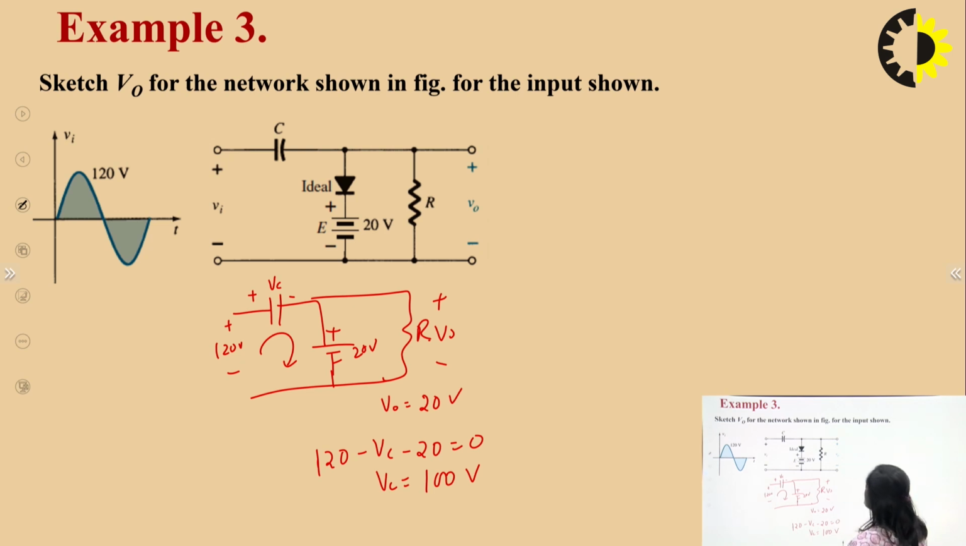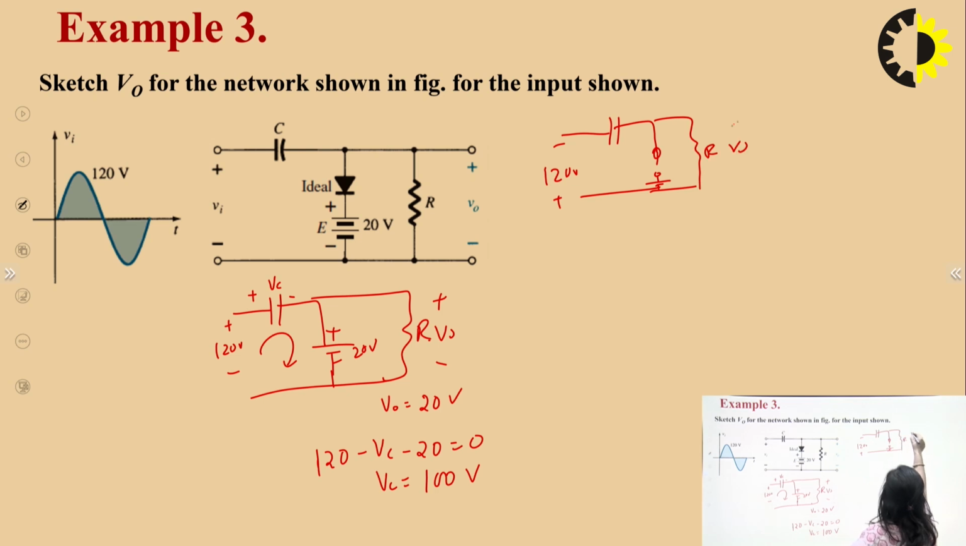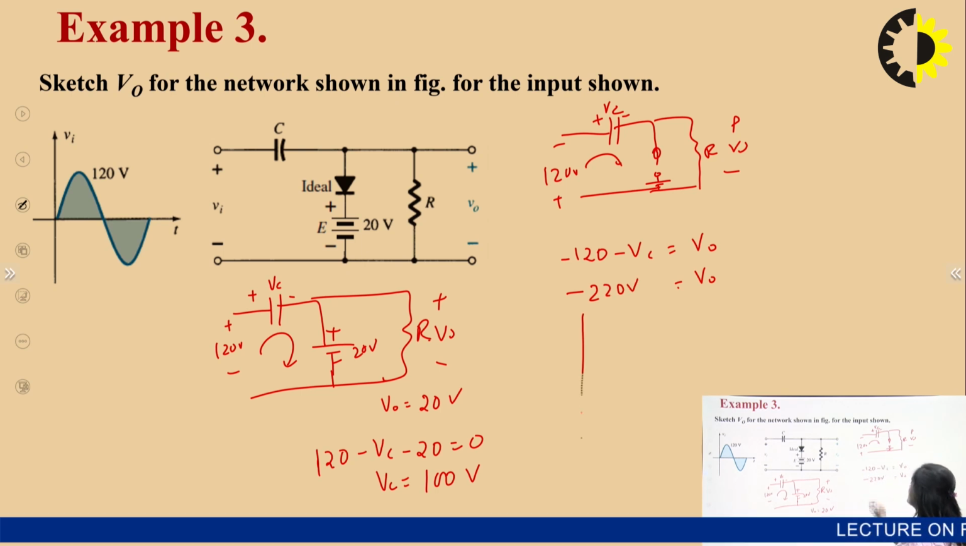Okay, now the diode will be reverse biased. In which cycle will it be reverse biased? In the negative half cycle. So my 120 volt is minus plus, and the diode will be open now. So the battery will be here, this is the resistance R, and this is V naught. We can apply KVL with plus minus Vc. So minus 120 minus Vc is equal to V naught. So V naught will be minus 120 minus 100, which is minus 220 volt. Now we can draw the waveform.